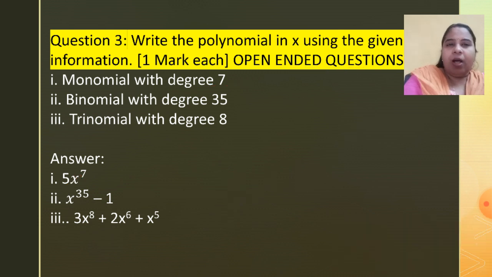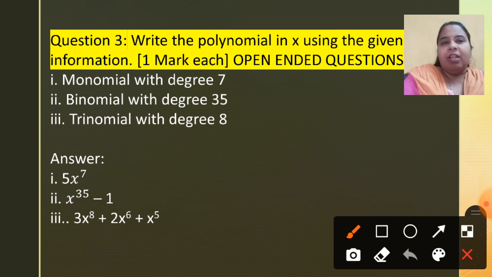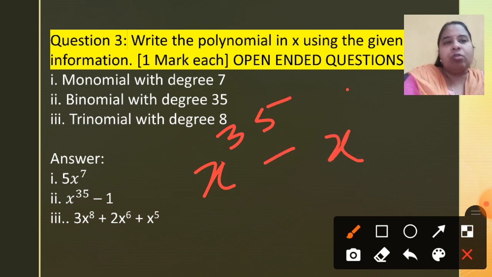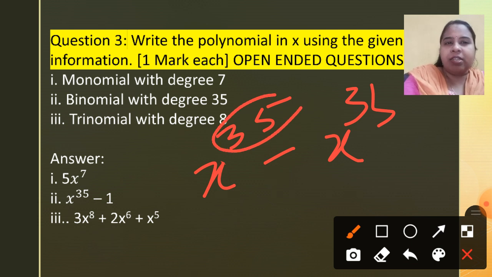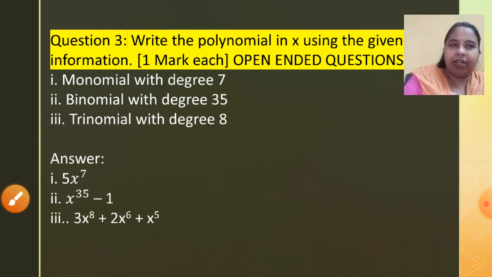Next is what? A binomial with degree 35. Now, two terms should be there and degree should be 35. So I feel that I should write x raised to 35 minus x raised to 33. Why not? These are also two terms. And what is the highest power? 35. So it is a binomial, two terms and the degree is 35. I hope you are understanding. There are so many ways of writing this answer.